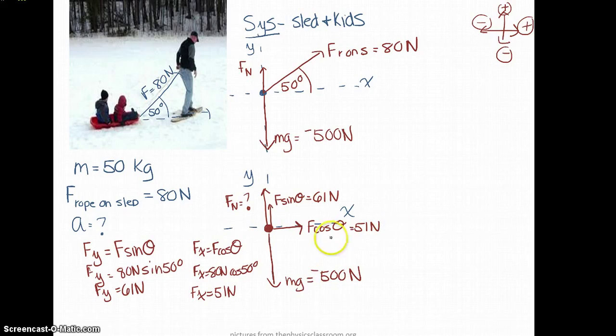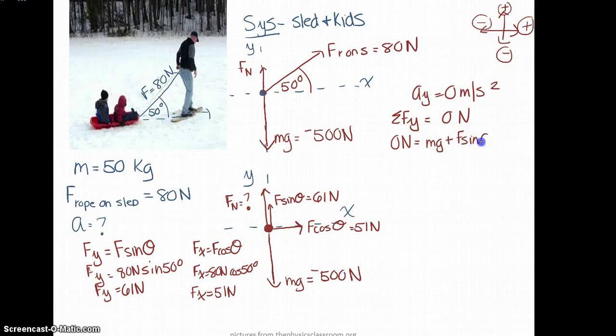And looking at the force diagram, just thinking about this situation, I know that acceleration in the y direction is 0 meters per second squared, right? If he's pulling the sled in the x direction here, and you've ever been on a sled before, then you know that the acceleration in the y direction is most likely 0. So this means that the net force in the y direction is going to be 0 newtons. And that allows me to write a net force statement for the y forces, and that'll be mg plus F sine theta, which we found, plus this unknown normal force.